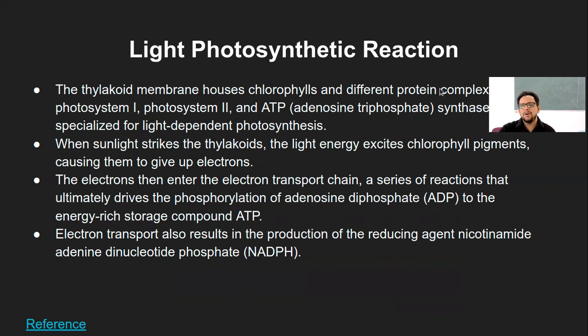Now, which will be these protein complexes? Obviously, the different enzymes or proteins which are required for the photosynthesis function to happen. They will be present, including photosystem 1, photosystem 2, and ATP synthase, that is, ATP stands for adenosine triphosphate. Photosystem 1 is a particular protein complex which will absorb at a certain wavelength of light, and the same is the case with photosystem 2. It just absorbs at a different wavelength from the UV visible spectrum.